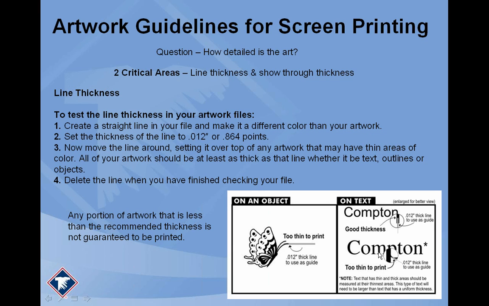Now, that doesn't mean that this whole word Compton wouldn't work. It just means that these thin parts of the letter P wouldn't work. And I bet you if we measured things like the letter N in this bottom Compton and the letter O in this bottom Compton, I bet you these lines would be too thin also. Okay? So you always want to keep an eye out for the thinnest areas. So this is how to check line thickness. This is what we're talking about, line thickness.